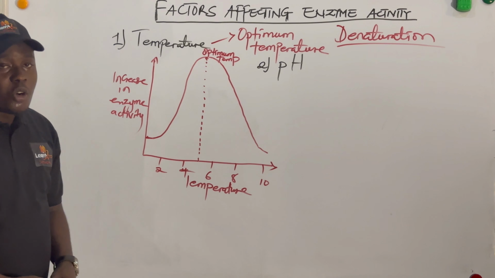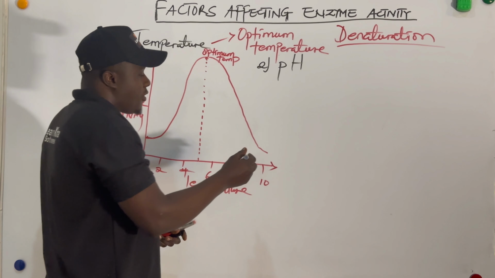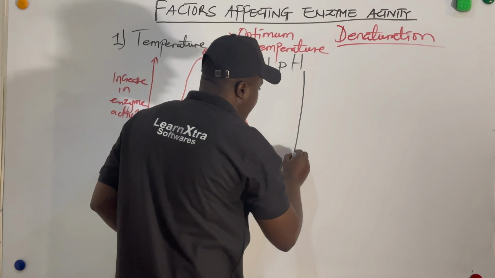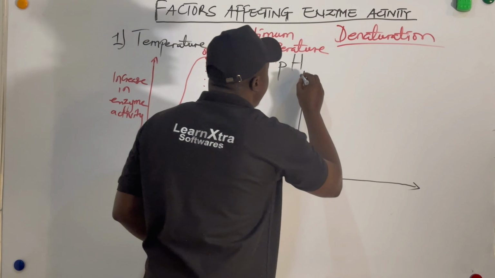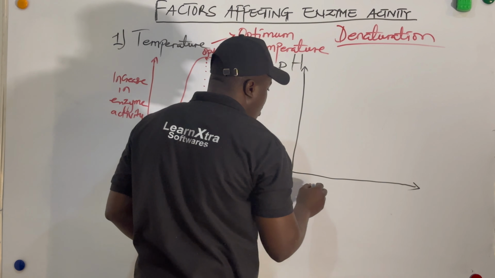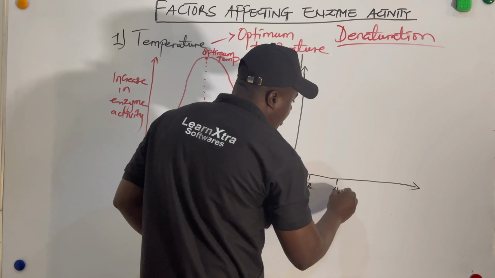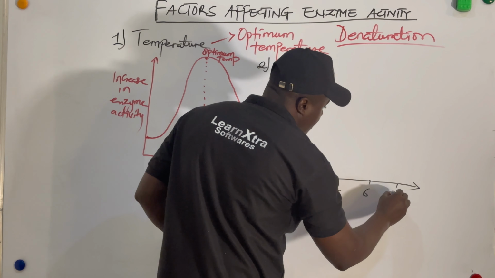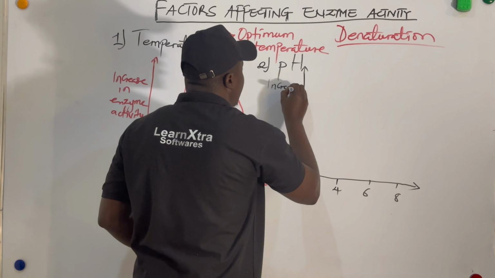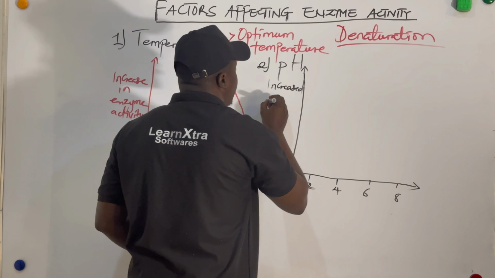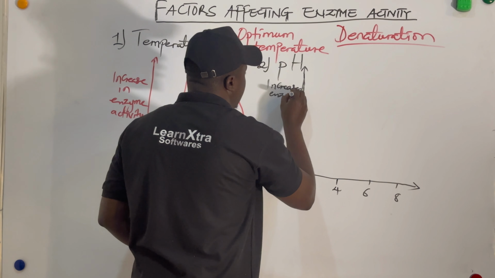Now, they also have the same curve as the temperature. It starts from, let me just simply draw this here. This is just a schematic representation. There is no data. I'm not using any defined data for this. I'm just trying to illustrate what I said.